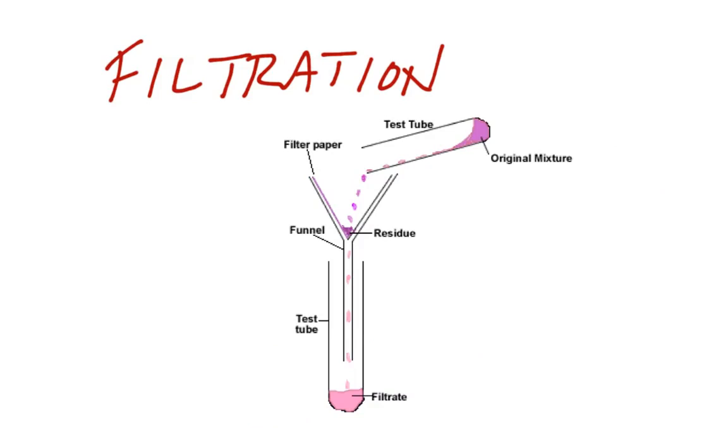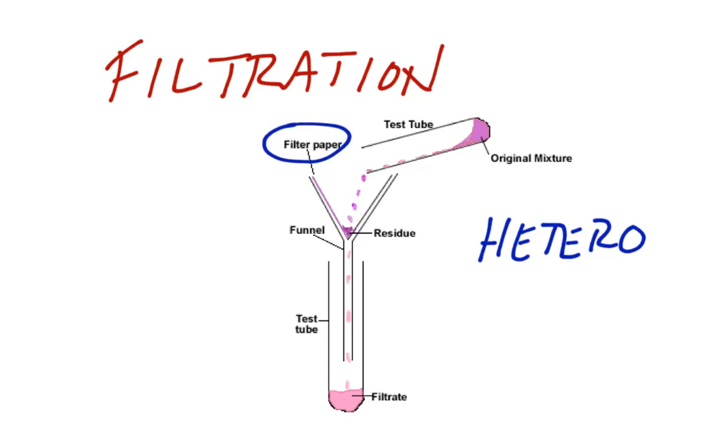Filtration is a separation technique used to separate out heterogeneous mixtures. So now we're talking about heterogeneous mixtures. We've switched gears a little bit. We've moved away from those homogeneous mixtures. Now the key components here are the filter paper and your funnel. Now the filter paper is porous.